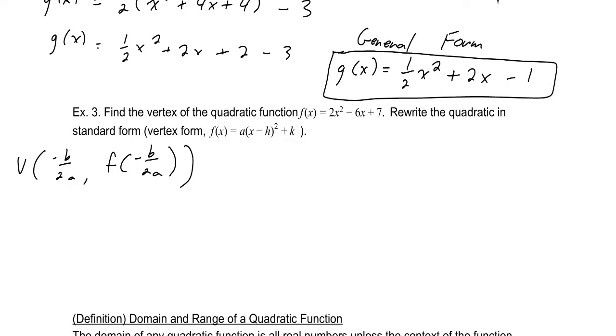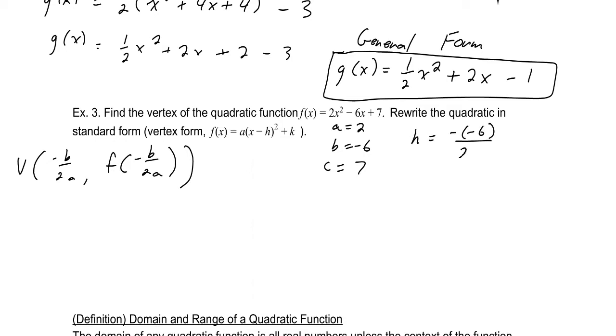So in this case, a equals 2, b is negative 6, and c is 7. So to find our vertex, we'll say h equals negative b divided by 2a. That is 6 over 4, or 3/2. All right, so our h value is 3 over 2.